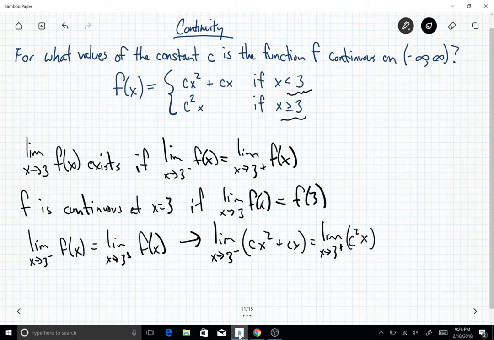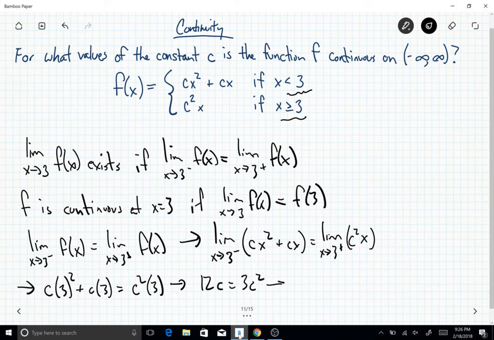So what happens to this equation? Well, you can plug in 3 for the x, and so notice that becomes c times 3 squared plus c times 3 equals c squared times 3. If you simplify, you have 9c plus another 3c, that makes 12c equals 3c squared. Get all your terms over to one side, so you get 0 equals 3c squared minus 12c.